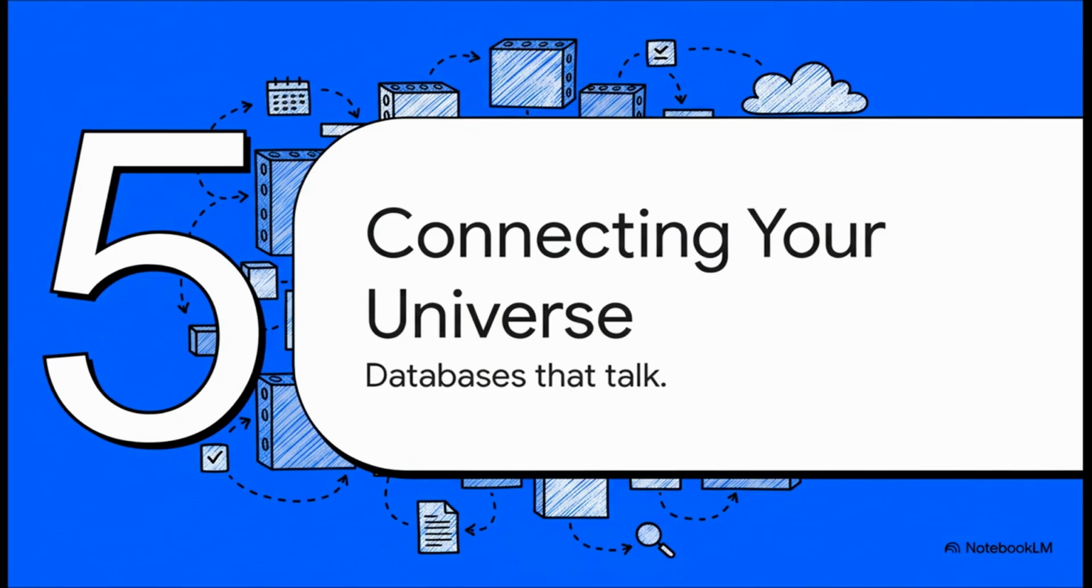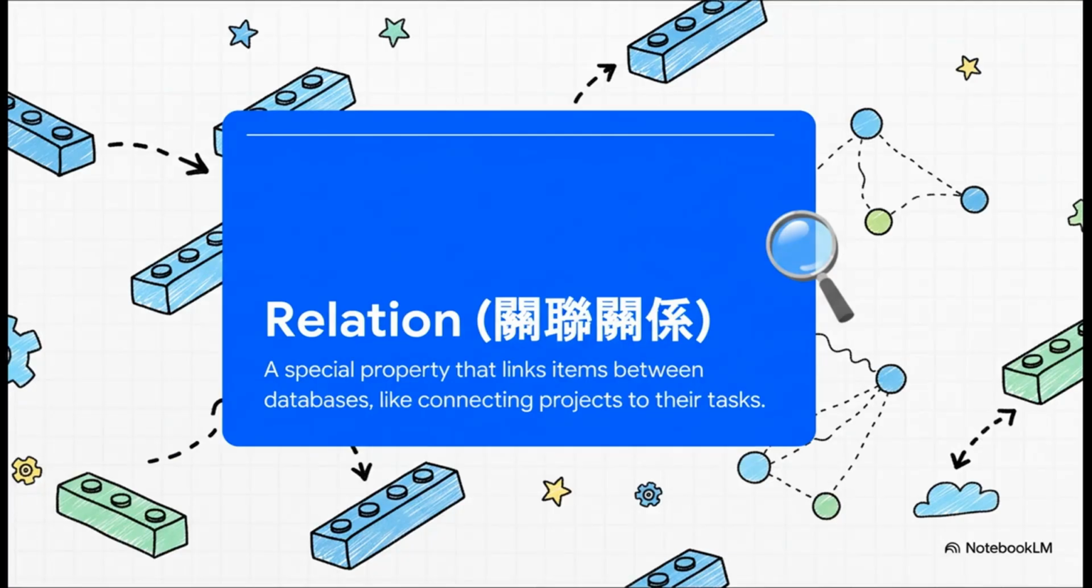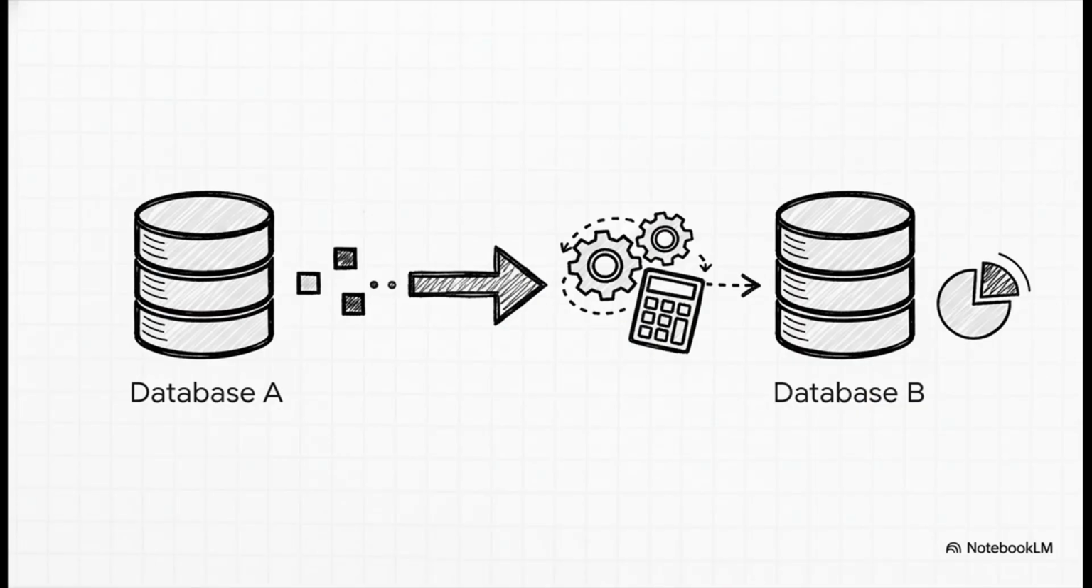So individual databases are already incredibly powerful, but what happens when you start connecting them to each other? Well, that's when you really start to build a fully integrated system, like your own personal operating system for your life or work. The magic key to all this is a special property called a relation. It basically creates a direct link between an item in one database and an item in another. For example, you can link every single task in your tasks database back to its main project in your projects database.